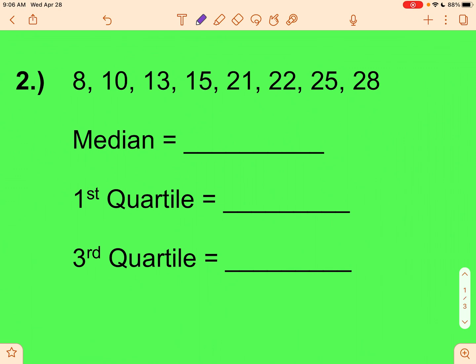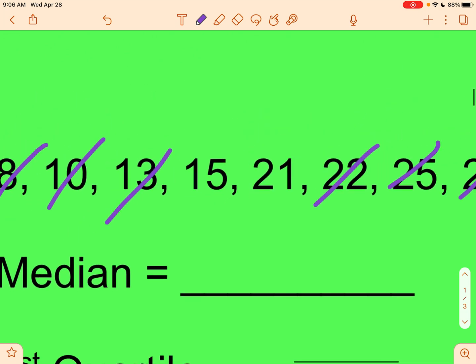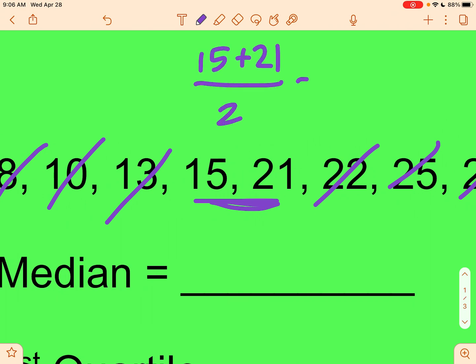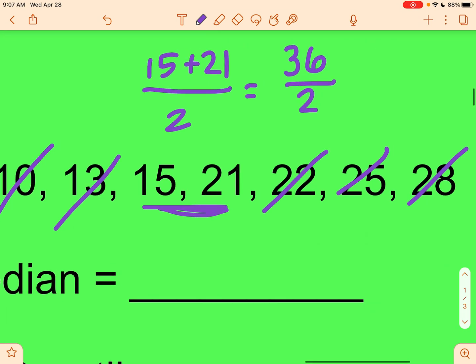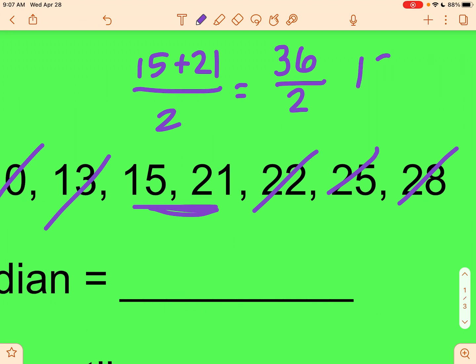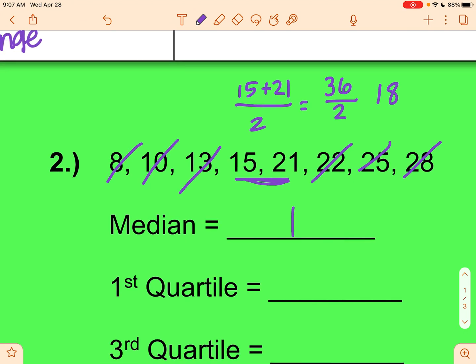All right, so let's go ahead and find the median. Cross off your biggest and your smallest and keep going until there's only one left. But uh-oh, we have 2. So remember, to find this middle number, we take 15 plus 21 and divide it by 2. 15 plus 21 gives us 36. And then we need to divide 36 by 2, so we get 18. And that is your median.